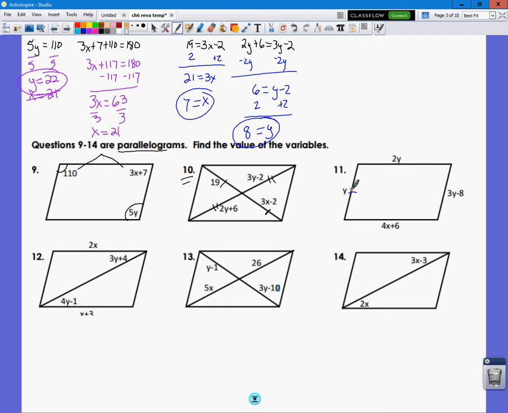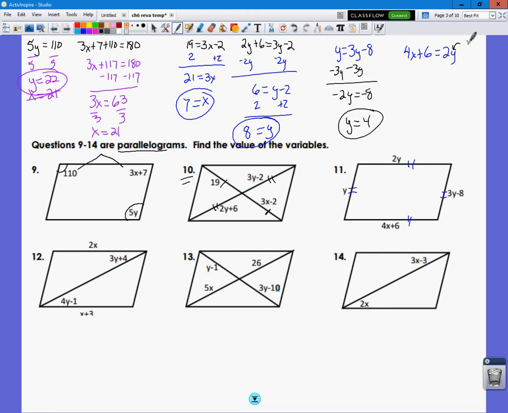Opposite sides of a parallelogram are congruent. So y equals 3y minus 8. The other equation would look like this: 4x plus 6 equals 2y. I definitely want to solve the first equation first because it has one variable in it, and then I can come over here and replace that variable with its value. Subtracting 3y, I have a negative 2y equals a negative 8. So when I divide by a negative 2, y is equal to 4.